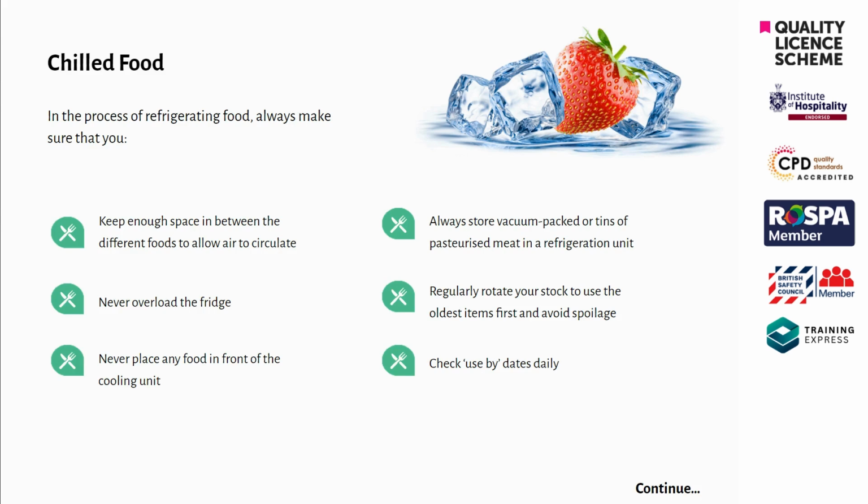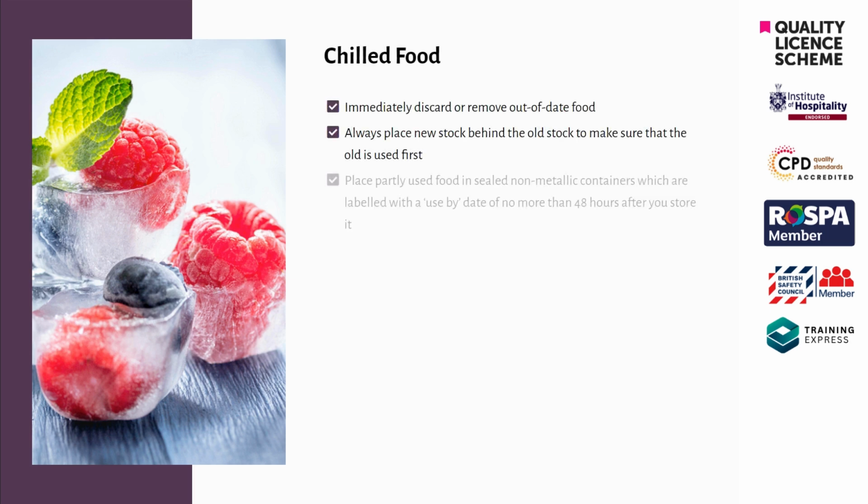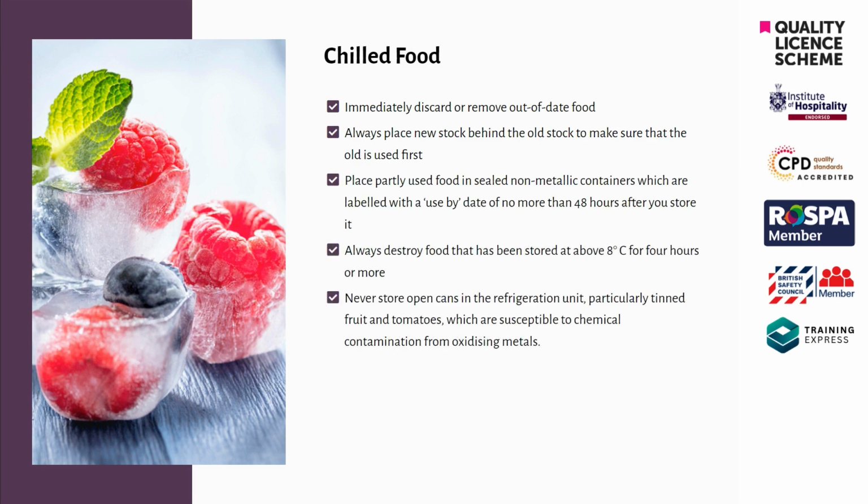Check use-by dates daily. Immediately discard or remove out-of-date food. Always place new stock behind the old stock to make sure that the old is used first. Place partly used food in sealed non-metallic containers which are labeled with a use-by date of no more than 48 hours after you store it.